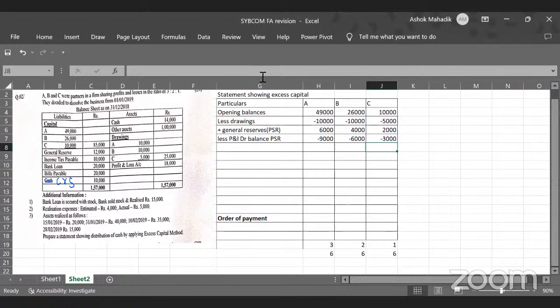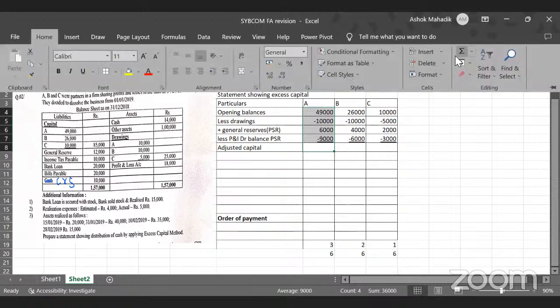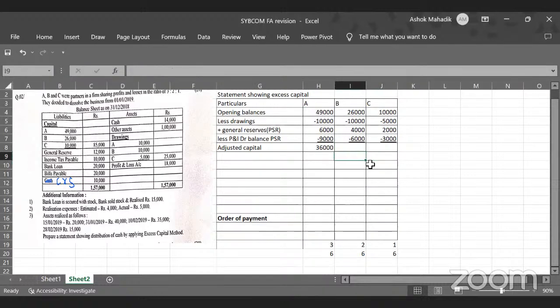Clear, students? Now we'll take the total. That will be your adjusted capital. Just underline it and add it. Okay. Please do check it on the calculator, because on the PC I don't understand where the plus and minus go. You can use your calculators also. Now these are correct figures.